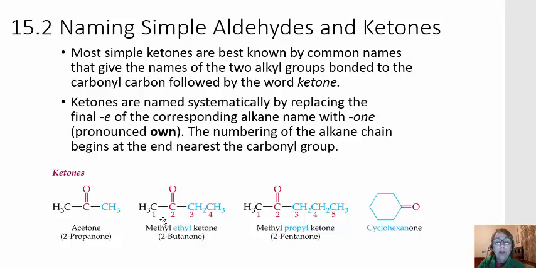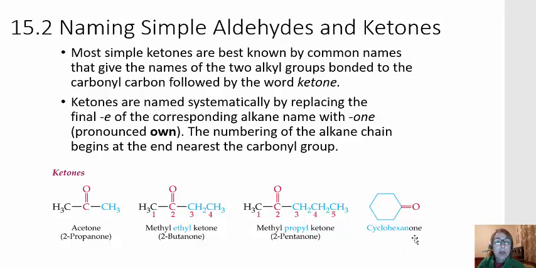Methyl ethyl ketone, we look at it from the IUPAC lens. There are 4 carbons in the chain, and the carbonyl is on the 2 carbon, so this is 2-butanone. And then methyl propyl ketone has 5 carbons in the chain, and that carbonyl is on the 2, so in IUPAC, methyl propyl ketone would be known as 2-pentanone.